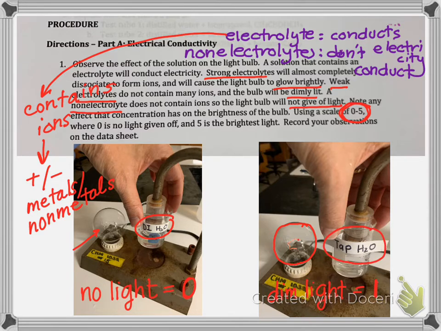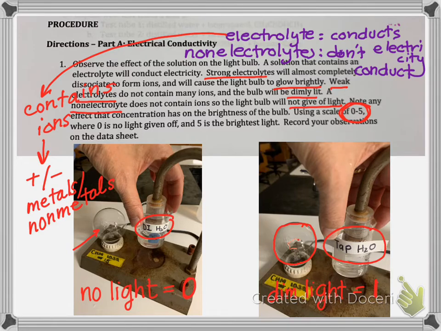So what's the difference? Distilled water or deionized water is pure water, and pure water doesn't have ions, so it doesn't glow. Tap water, on the other hand, has water, but it also has other things, from the pipes or from the source or from the treatment, and it must have a small amount of ions because it has a dimly lit light. So distilled water, the first one, is a non-electrolyte, and tap water would be a weak electrolyte.